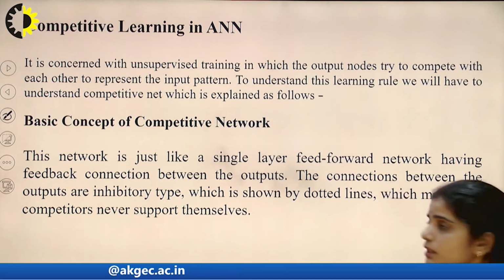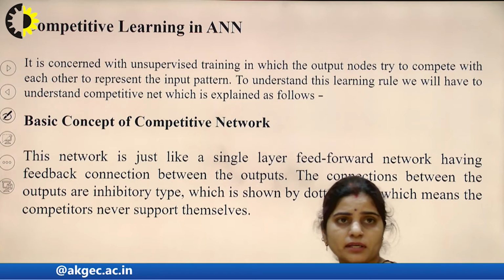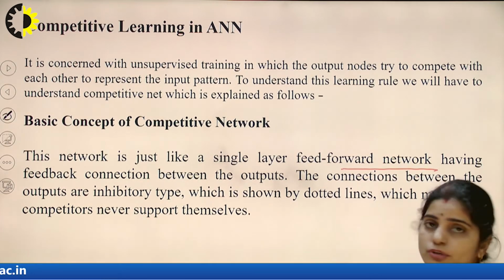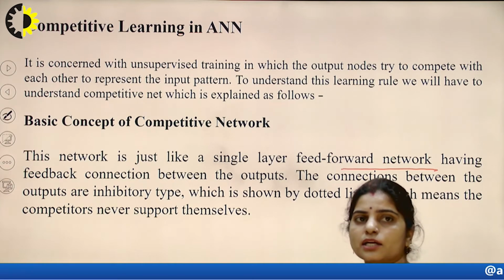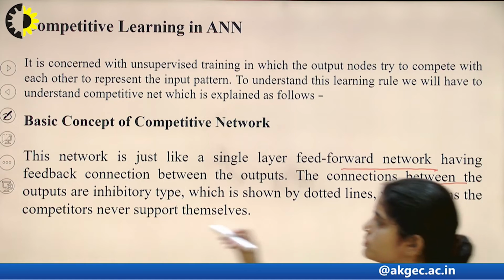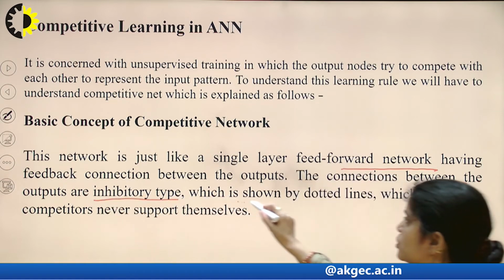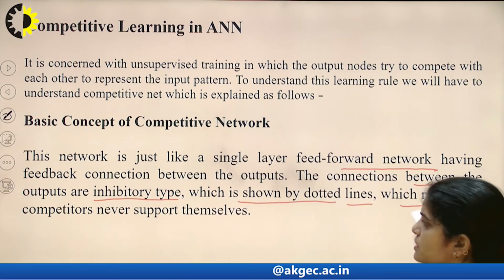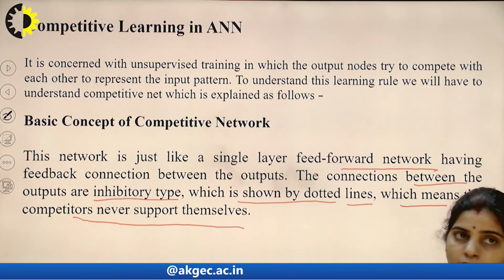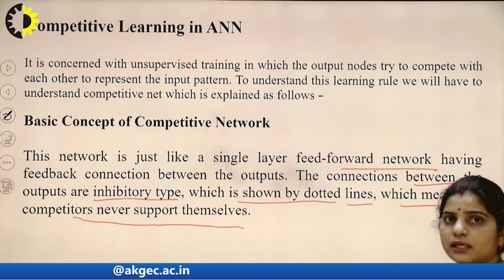The basic concept of a competitive network is that it is just like a single layer feed forward network which has feedback connections between the outputs. Here the connections between the outputs are of inhibitory type, which is shown by dotted lines, which means the competitors never support themselves.